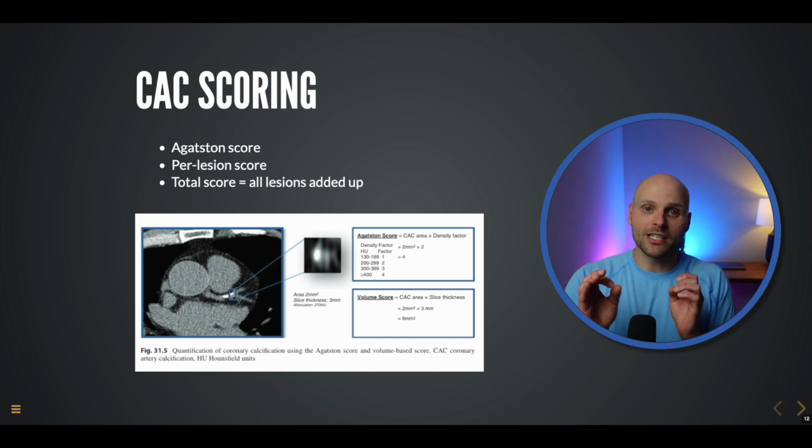We see how much calcium is in there. Like, I see a lesion. Okay, cool. What's the density of that? What's the area? And we add up all those lesions together to give a total CAC score. And like we said before, we fall in that area of 0, 100 to 300, and 300 plus are the areas we think about. But the higher, the worse the score.